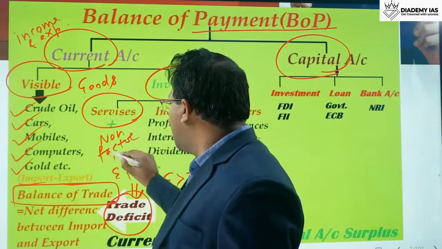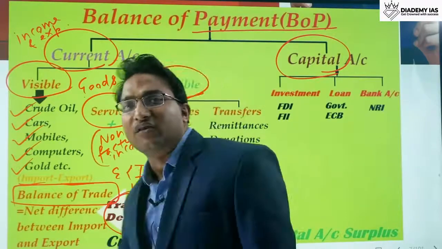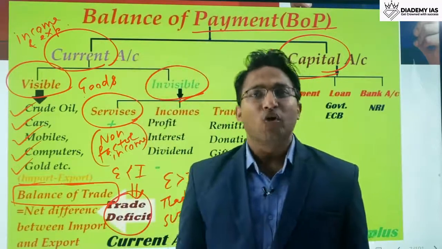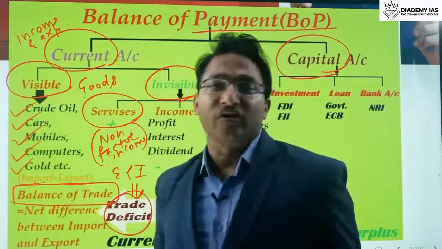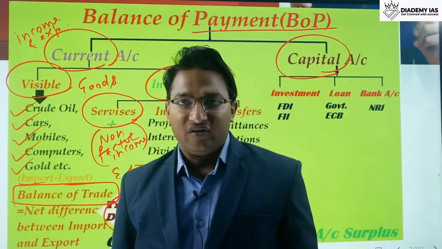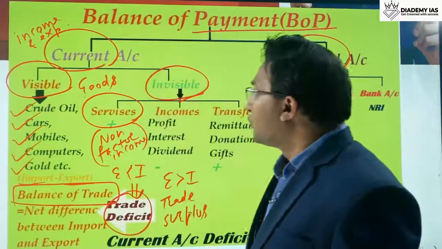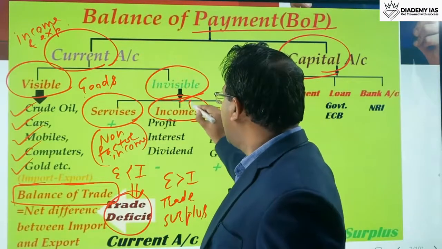Non-factor income. So this income is not from the factor of production, but this is because of the supply of some services. For example, financial services, software services. We sell the financial services, we sell the software services, that is export of services. Or we can import these kind of services or other kind of services, right? So this is services. Then we have incomes. This is also called the factor income.